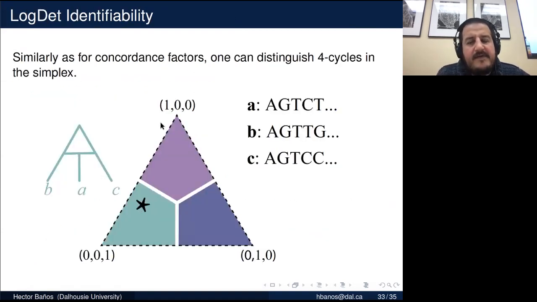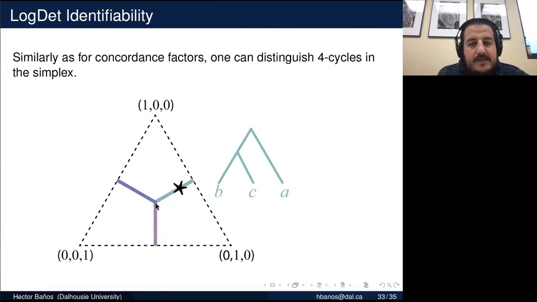Similarly to the concordance factor case, we show that you can distinguish 4-cycles. In this particular case for this work, we're working with rooted triplets, and we have the assumption that the network is ultrametric. Under this context, you can show that if the map of sequences to the simplex lies in this region, you will have a 4-cycle, and you can tell what taxa is in the middle. And if you lie in any of these, you know that you don't have a 4-cycle, and you will be able to detect the underlying topology of that.